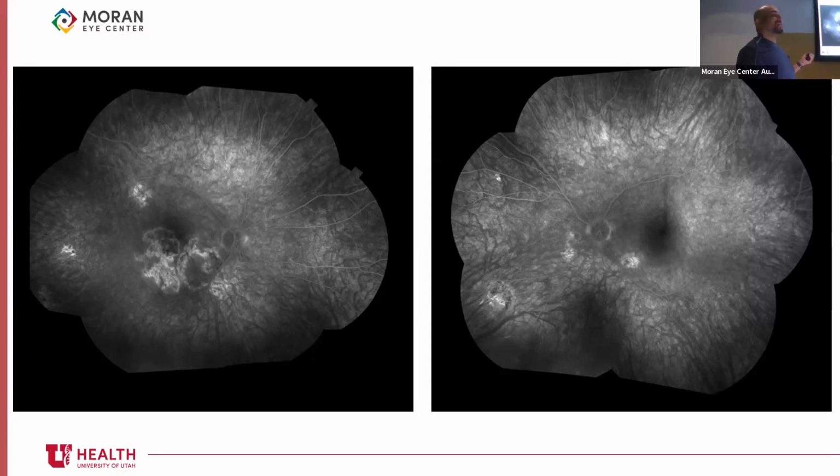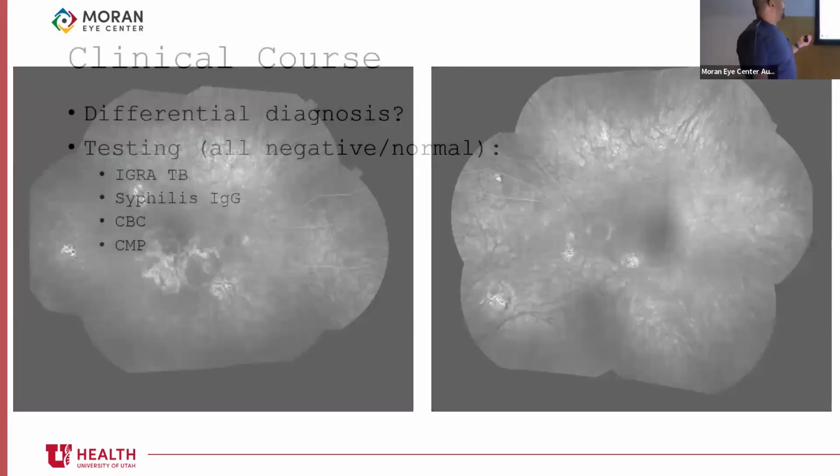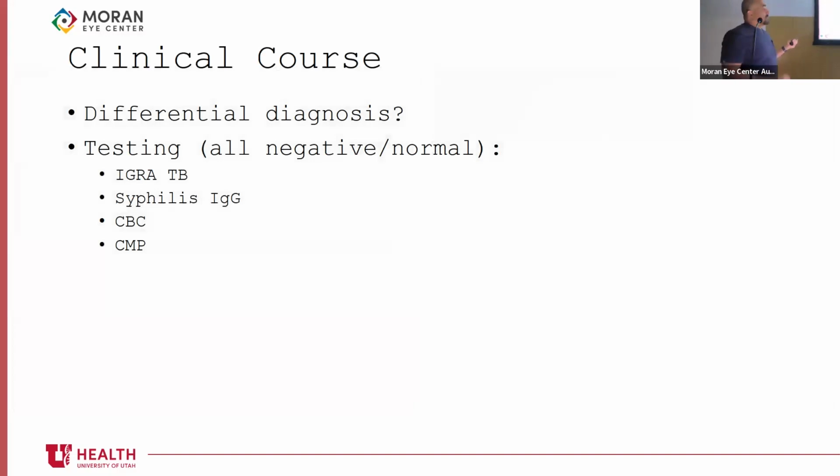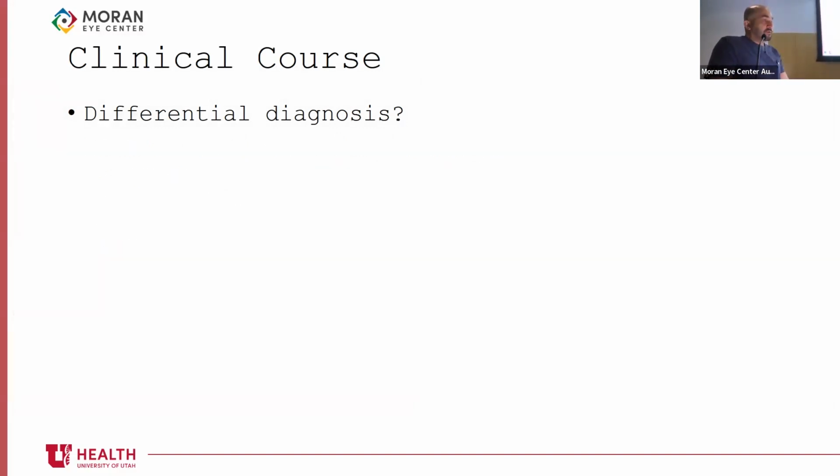No, George, that's right. So we did some testing, all negative and normal. TB IGRA was normal, syphilis IgG was unremarkable, CBC and CMP were normal. So what would you think are your differential diagnoses? Start with George. Sorry, George. So is it AMPI? No.